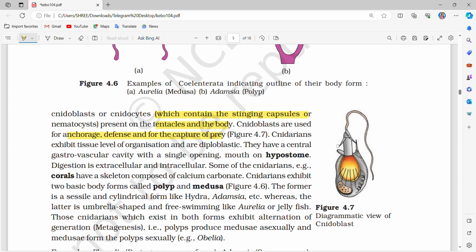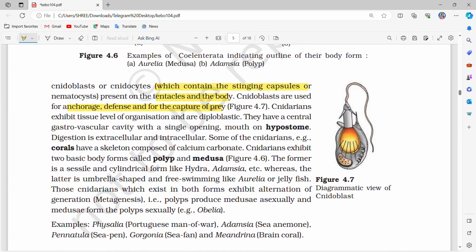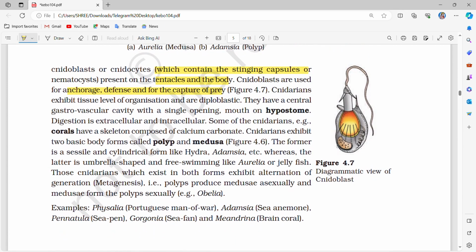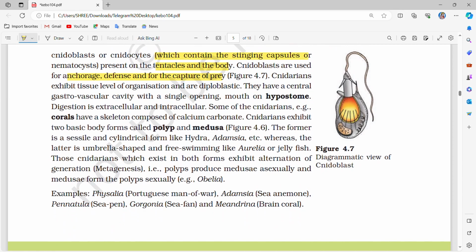Cnidarians exhibit tissue level of organization and are diploblastic. They have a central gastrovascular cavity with a single opening, mouth on hypostome. Digestion is extracellular and intracellular. Some of the cnidarians, for example, corals, have a skeleton composed of calcium carbonate.